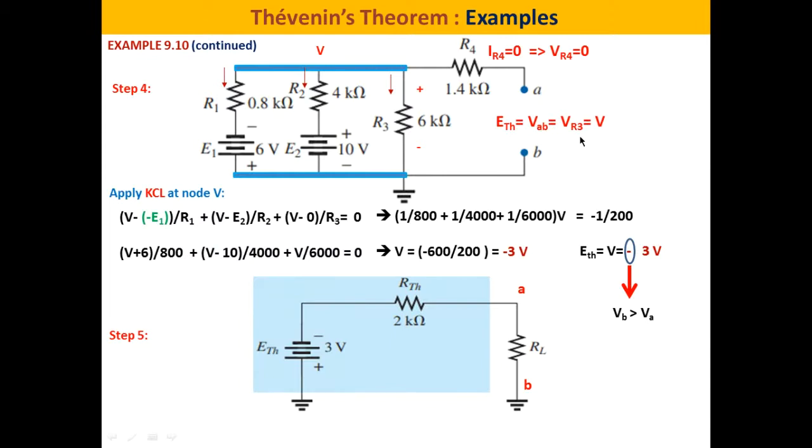Okay, it is equal to VR3. Why? Because since it is an open circuit here, there is no current in R4. It means the voltage across R4 is 0. So the voltage drop across R4 is 0. So A is at this point, the same. B is the ground also. So what is E Thevenin? It is the voltage across R3.